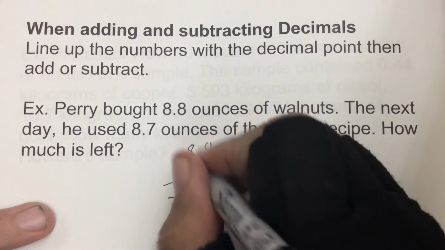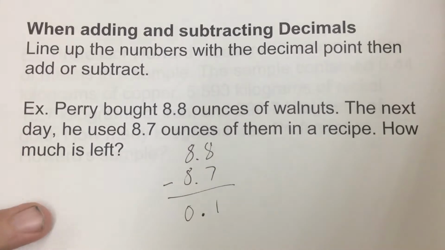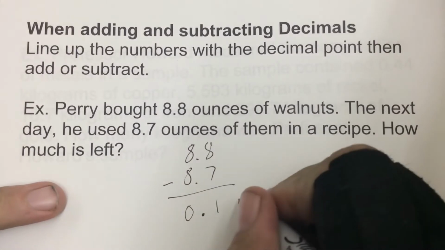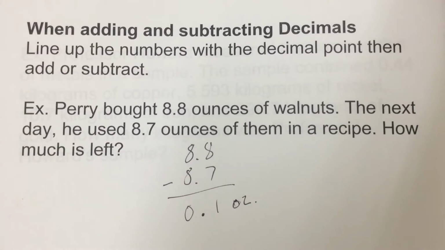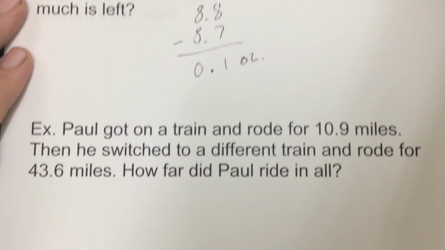So 8 minus 7 is 1, bring the 8 to be 0, decimal down. So 0.01 ounces. So big thing with word problems, remember there's always going to be a label. Don't forget putting the label on. On to the next one.